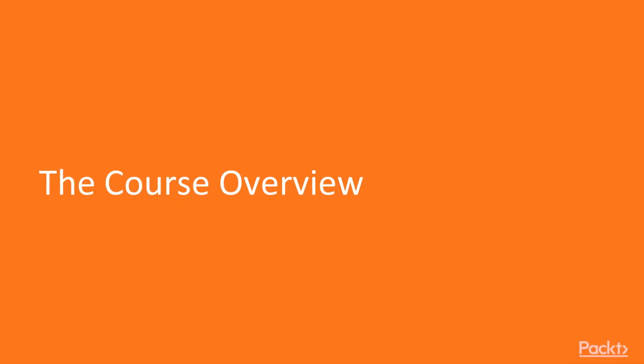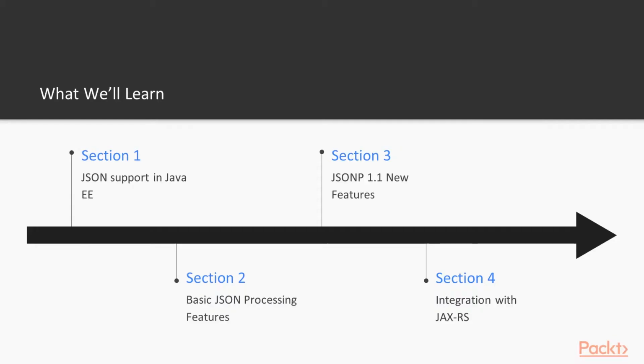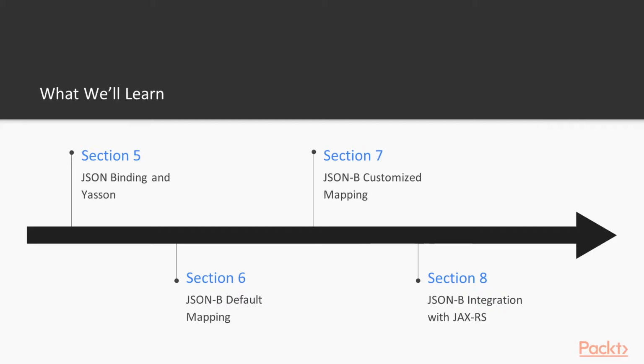The course overview. In this course, I'll teach you how to use Java Enterprise Edition JSON technologies to build portable applications based on Java standards. It consists of 8 sections in total.